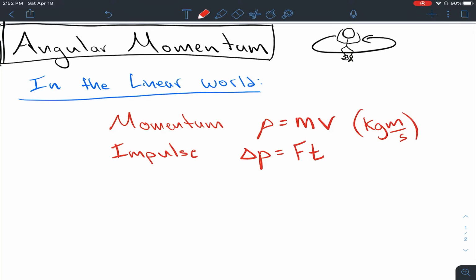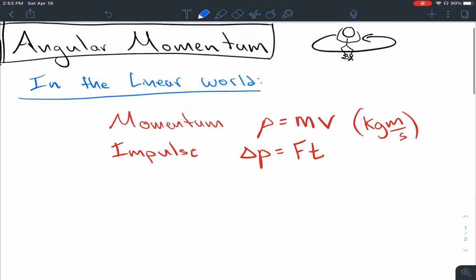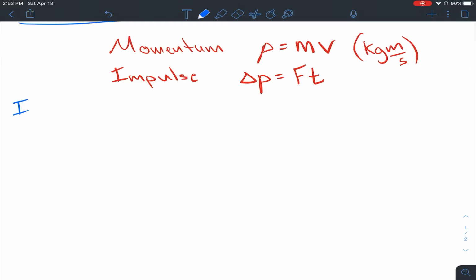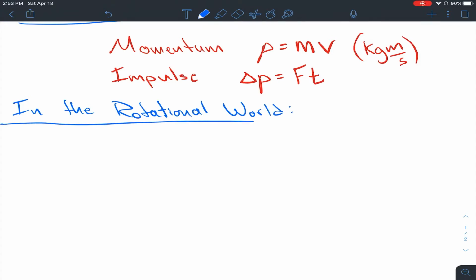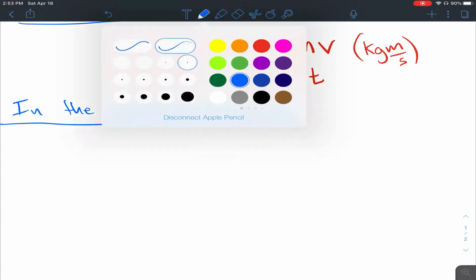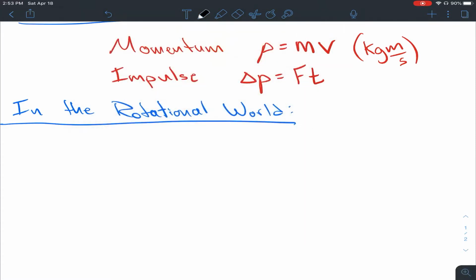Okay, now this is a real quick review of the linear stuff just to help us see the tie-in when we start talking about it in the rotational world. There's definitely more information here that I'm leaving out, but just a real quick review of this momentum and impulse stuff. So now if we want to talk about things in the rotational world, we need to change the units we are using when we talk about angular momentum and then this angular impulse, right, in the rotational world. So in rotational land, let's write out some definitions real quick.